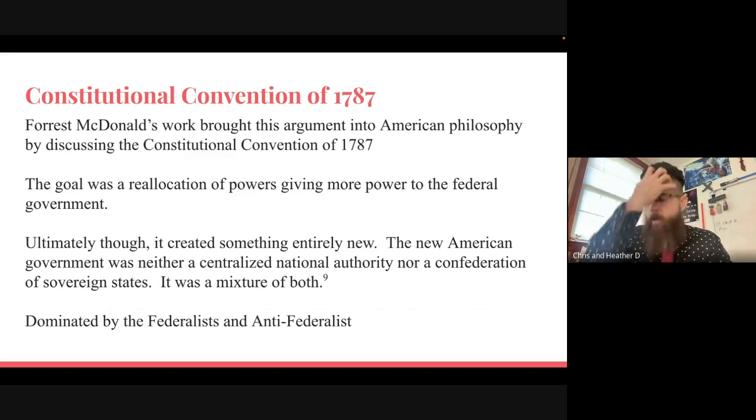And we go a little further this week. We have Forrest McDonald in our reading this week. He really brings this question between Hobbes and Aristotle into modern-day American philosophy by looking at the Constitutional Convention of 1787, where the goal was the reallocation of powers, giving more power to the federal government, and obviously the pushback from the states, as they really wanted to resist that extra push.